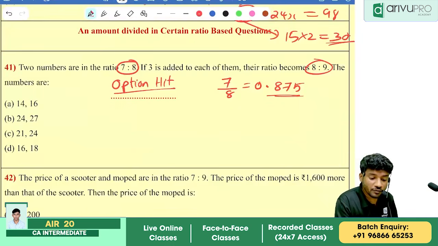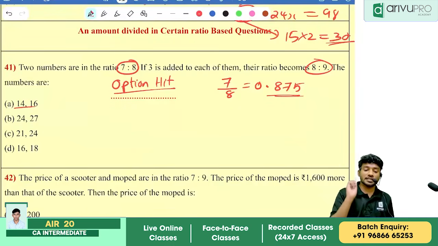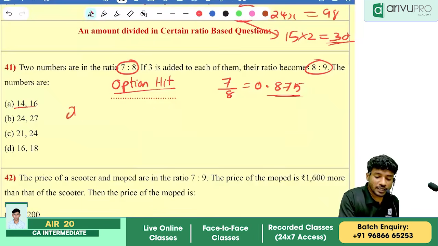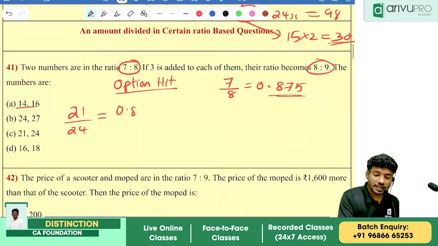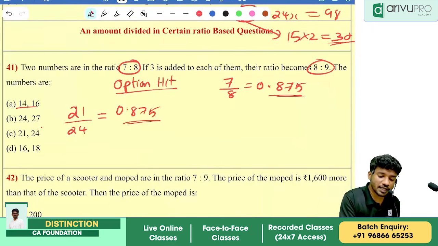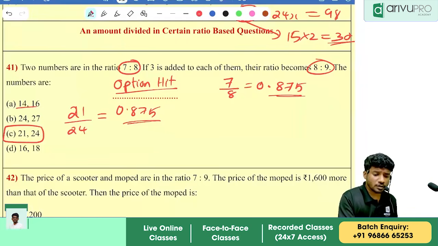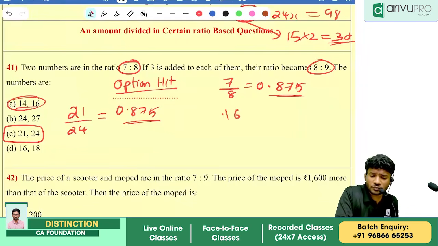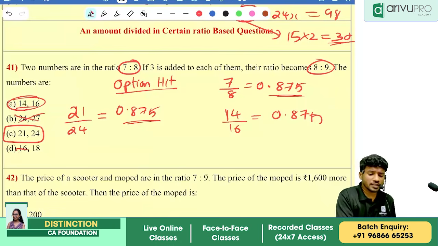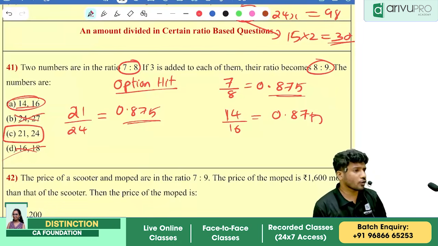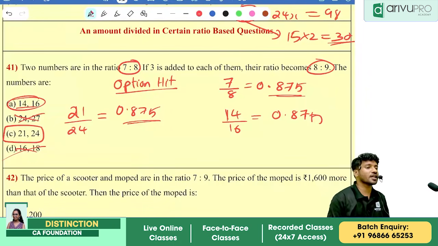Now check, people, which options are giving 0.875? 21 divided by 24. How much is it? 0.875. That means it is satisfied by which option? Any other option? 14 divided by 16 is equal to 0.875. 24 by 27 is what? That is not the answer. 16 by 18 is also not the answer. We need to check which is the correct answer.